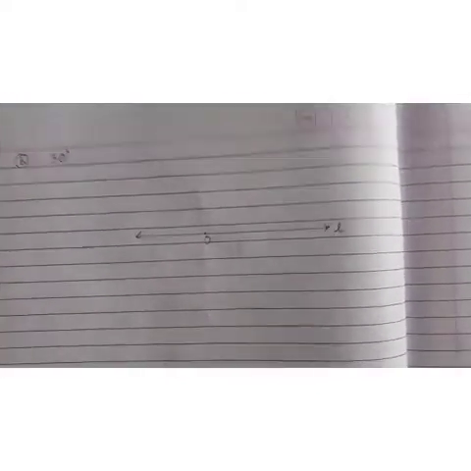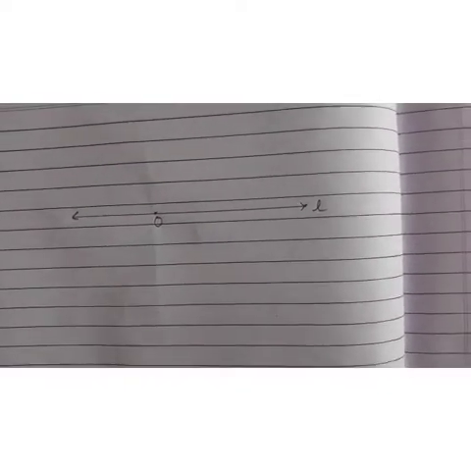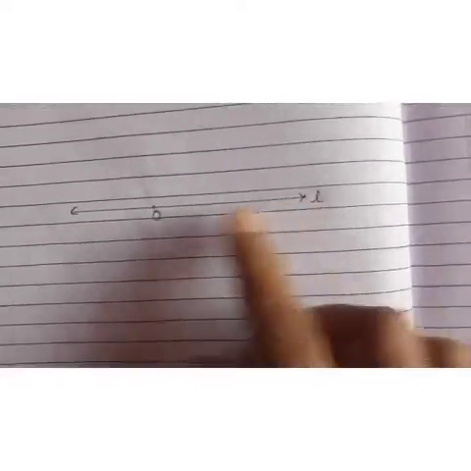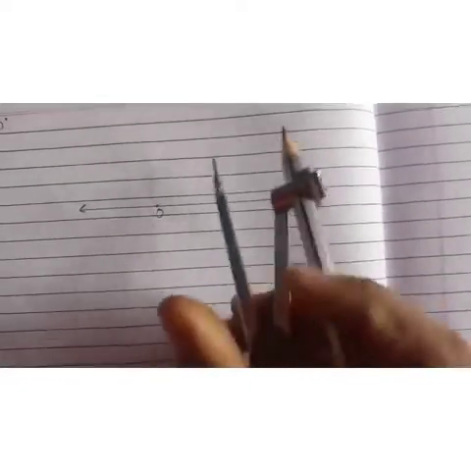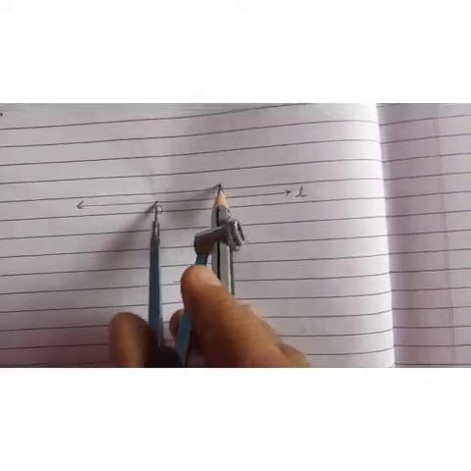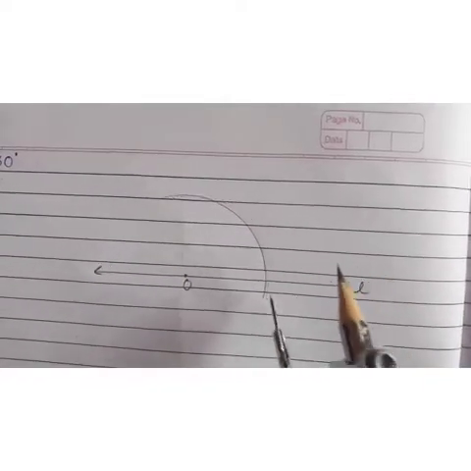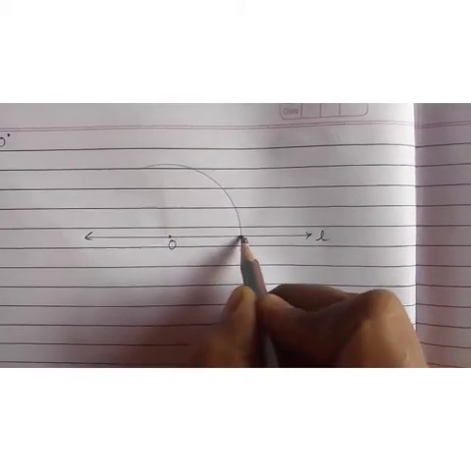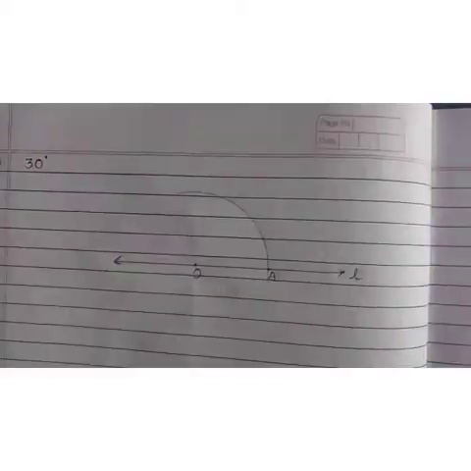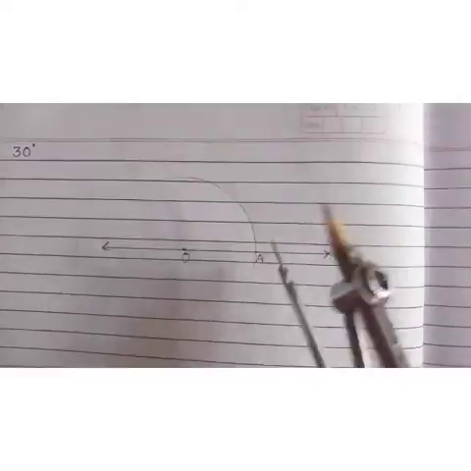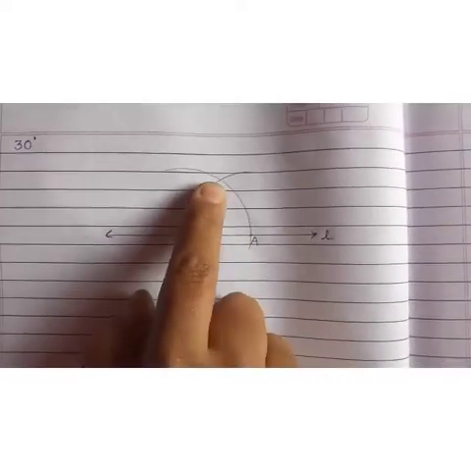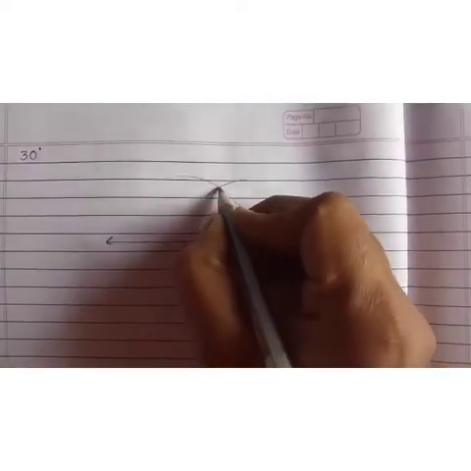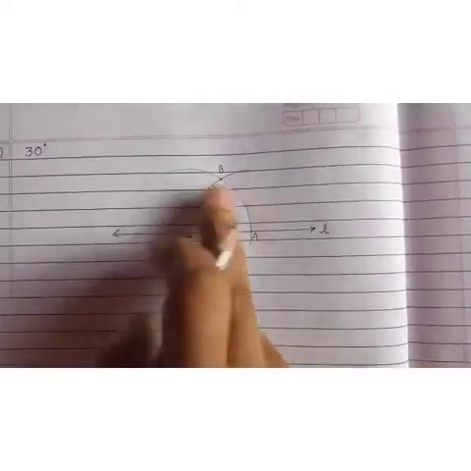So for that, what you have to do, again draw a line segment, line, and mark any point O in it, and with any convenient radius, you have to draw an arc like this. Now with this as center, mark this point as any alphabet of your choice. I will mark it as A. Next, with A as center and same radius, draw another one.